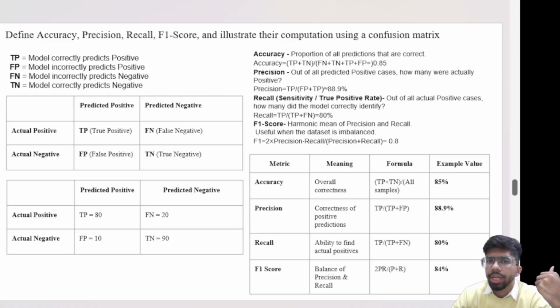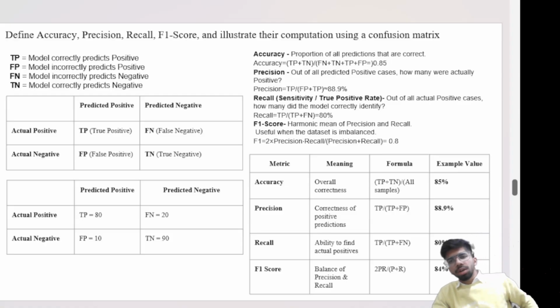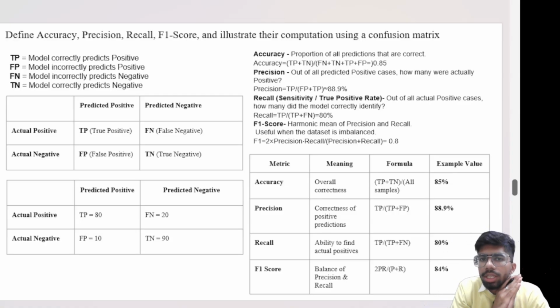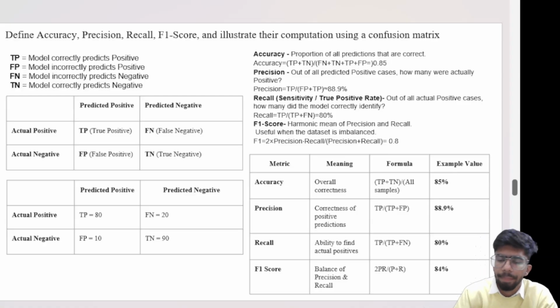Define accuracy, precision, recall, F1-Score, and illustrate computation using a confusion matrix. This question asks for the definitions of accuracy, precision, recall, and F1-Score with their computation in a confusion matrix. On the slide, I've shown both the theory and a numerical confusion matrix with an example. So let's go through it step by step.